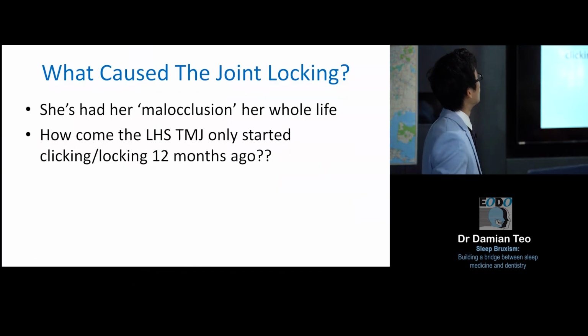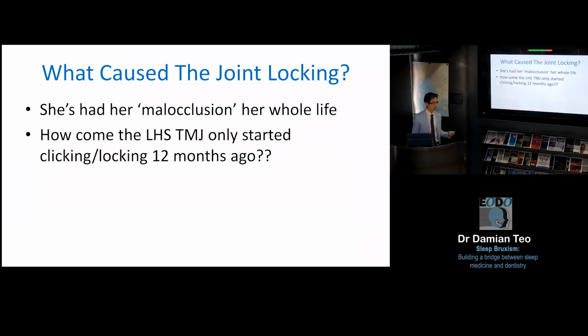So what I'm also thinking of here is what has caused this joint locking or the gradual increase in jaw locking over the last few months. She's had this malocclusion her whole life. She's had this bad posture probably for her whole life. Why is it only the last 12 months that things have gone worse?